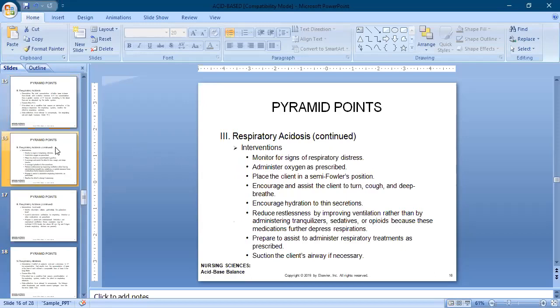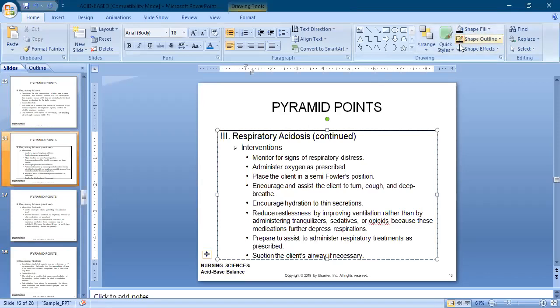If your patient has respiratory acidosis, as an RN, what should you do? Basically, respiratory acidosis occurs when the pH level is less than 7.35 and the partial pressure of carbon dioxide is more than 45 millimeters of mercury. If your patient has respiratory acidosis, as an RN, what you have to do, you have to know for the board exam.